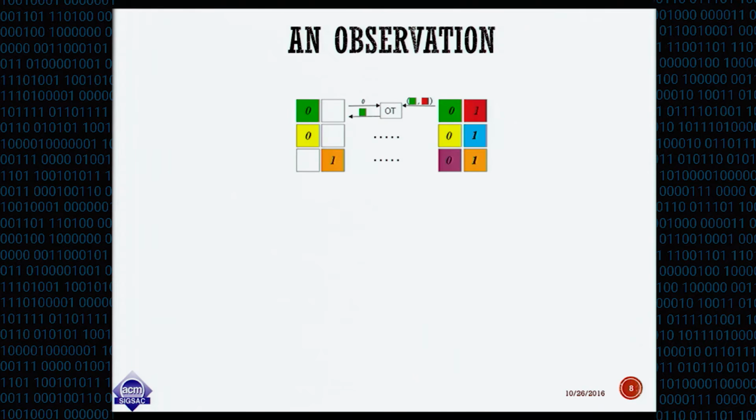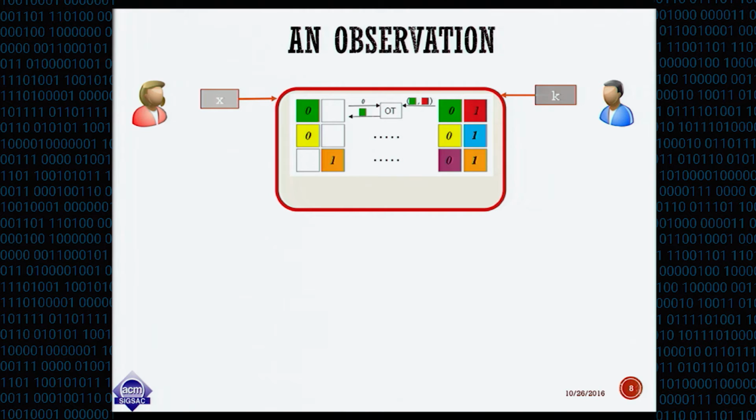Here is another observation about the previous protocol. If we put this protocol in a black box, and Alex has the input X and Bob has the input K, where K is the six blocks, then after running the protocol, Alex receives the XOR value, the string 001. We say it is F of X. So Alex learns only one F of X.